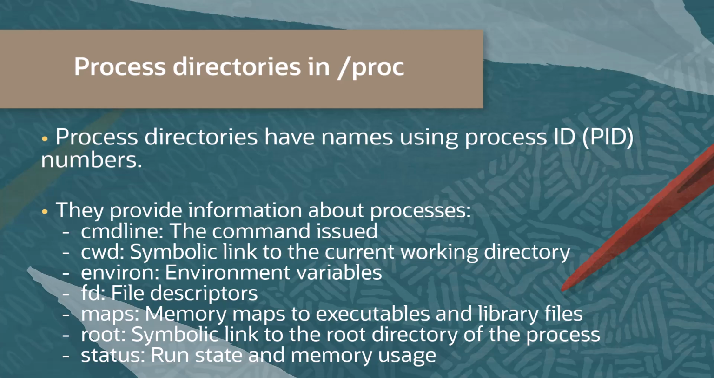cwd is a symbolic link to the current working directory for the process. environ is a list of the environment variables for the process. fd is a directory containing all the file descriptors for a particular process. maps is a list of memory maps to executables and library files associated with the process. root is a link to the root directory of the process. And finally, status is the status of the process in a more readable form than stat or statm.